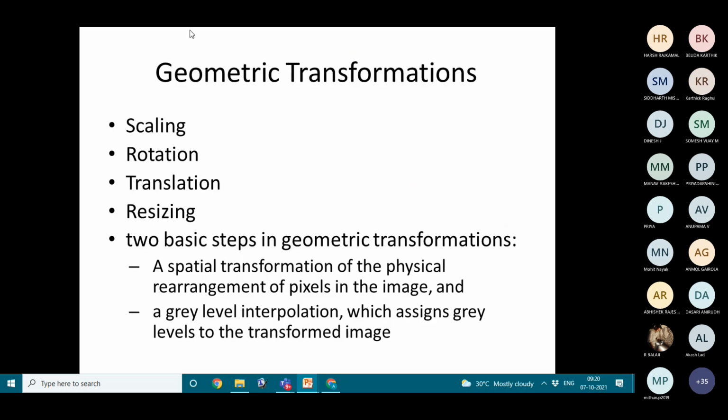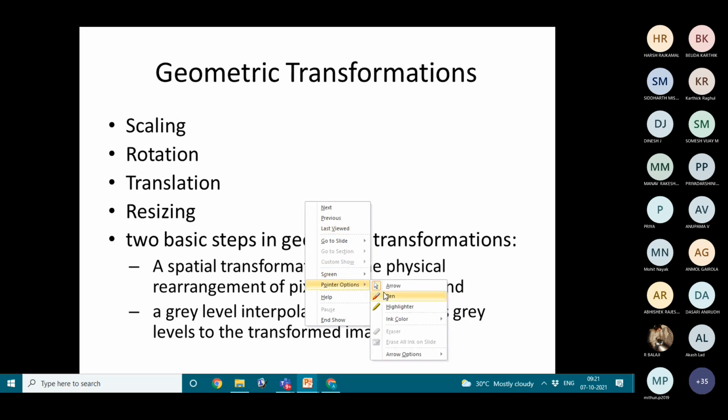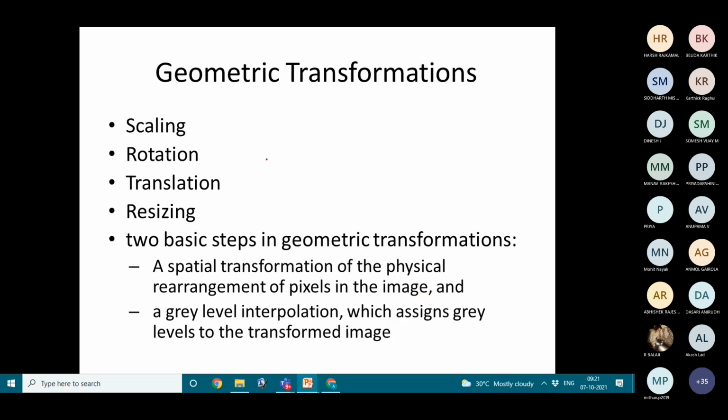So that's about degradation and noise models and filterings: how we are going to eliminate the noise and how we are estimating the degradation function. Now we are moving to geometric transformation. We have different kinds of geometric transformation: scaling, rotation, translation, resizing. All of those we can have as geometric transformation.